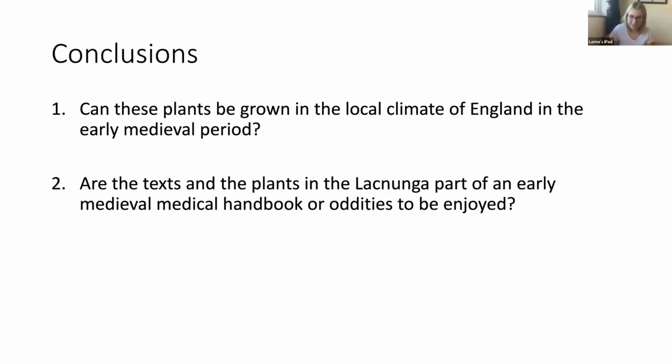So that is a very quick crash course through all 9 of these charms, and we've actually just done the entire charm and the instructions about how to use it. So let's hit some conclusions. Can these plants be grown in the local climate of England in the early medieval period? Well, out of the 9 herbs, 5 of them are found archaeologically on our 2 sites, which is over half, so I'm going to go with yes, they can be grown in northern European climates.